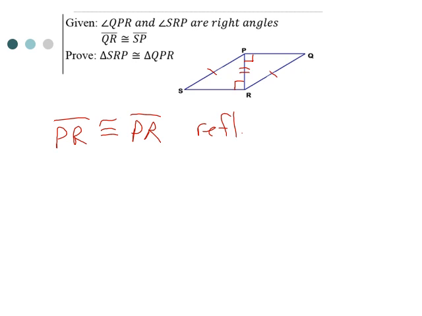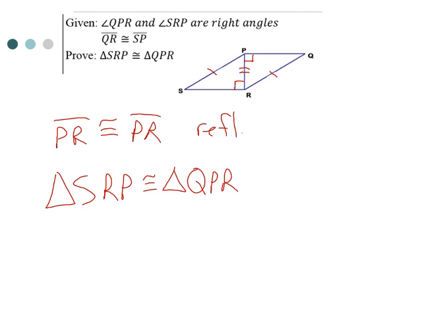Okay. So now if we look on here, we do have the pattern angle, side, side. Okay, angle, side, side. And this is a right triangle. So it's going to be triangle SRP is congruent to triangle QPR. And the reasoning is HL congruence.